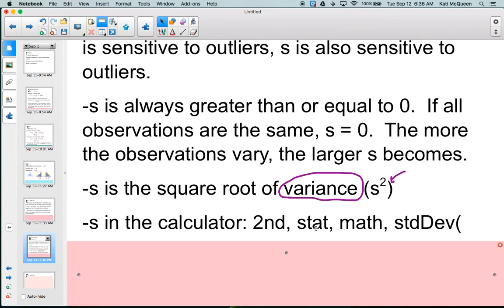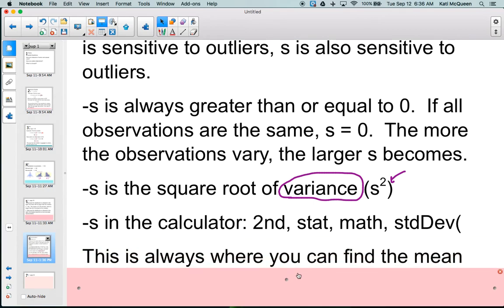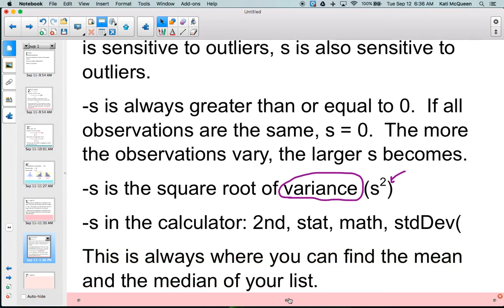If you go to that and hit enter, you just have to tell it what list. So if all your data is in L1, you would push second and number 1. And that's how your calculator will give you standard deviation. This is also where you can find the mean and the median of your list.